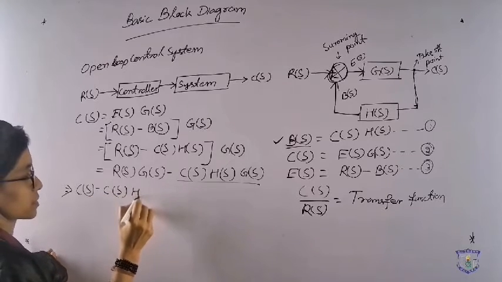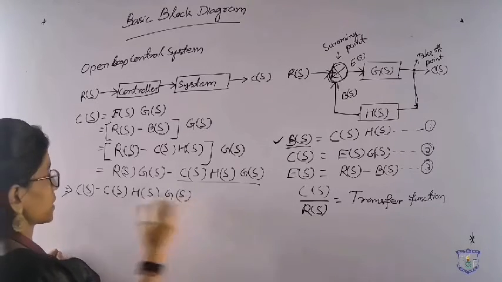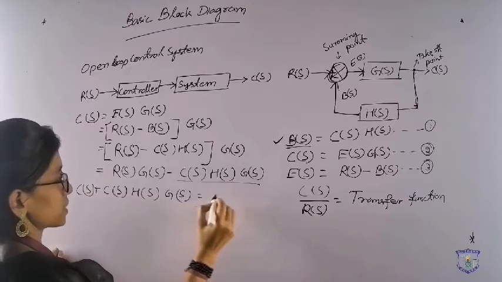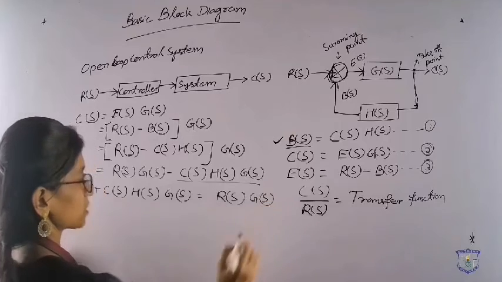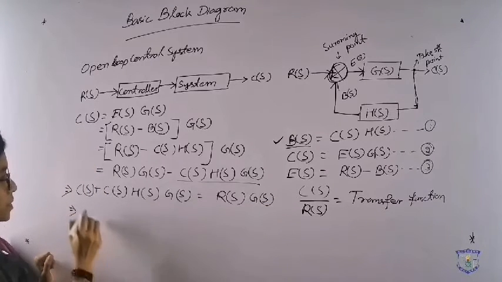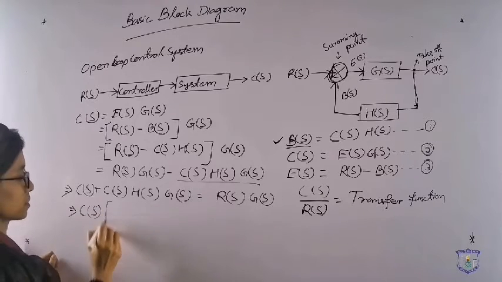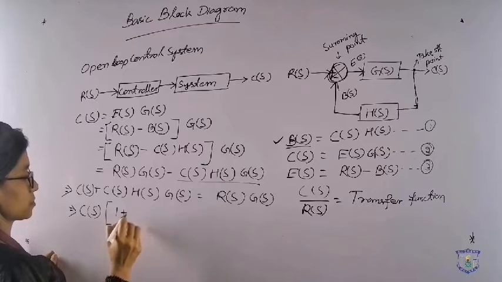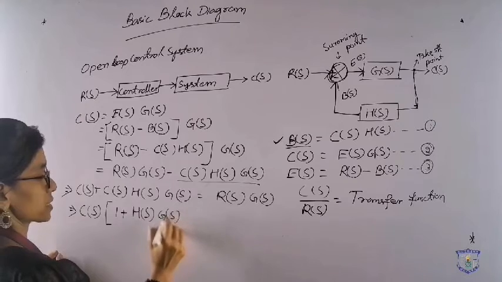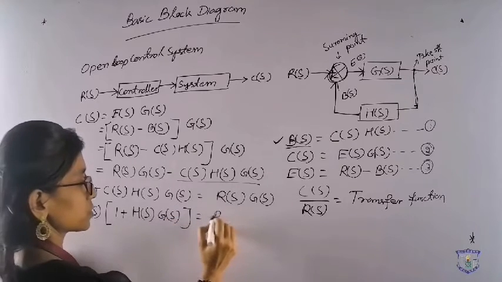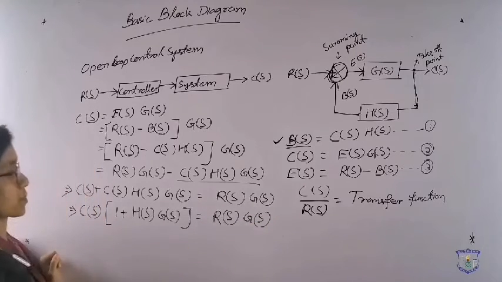This is C(s) into H(s) into G(s), that is equal to R(s) into G(s). Taking C(s) as common, the expression will become C(s) times 1 plus H(s) into G(s) is equal to R(s) into G(s).